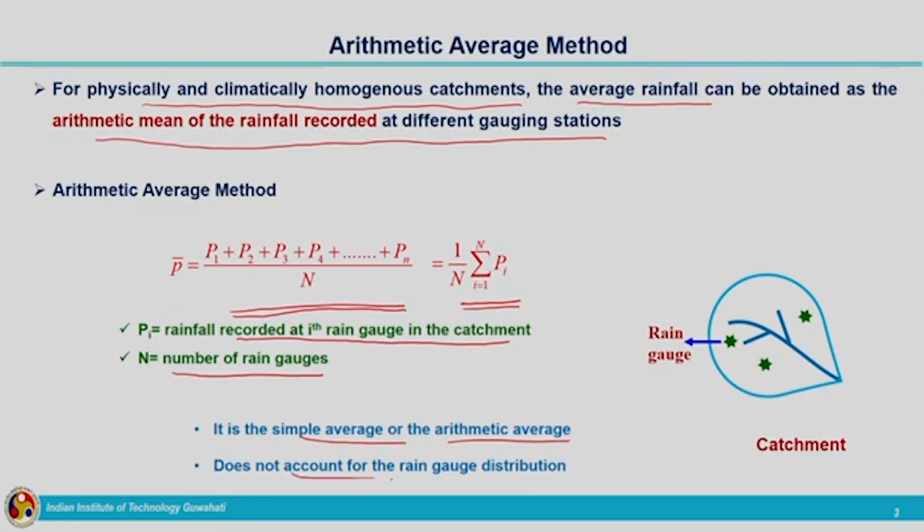It does not account for the rain gauge distribution, whether the rain gauge number is too high or whether we have well connected rain gauges. There is no idea related to that. We are just collecting the data and calculating the average value by using this formula. So, from that itself it is very clear that it can be applied only for very flat areas with uniformly distributed rainfall.